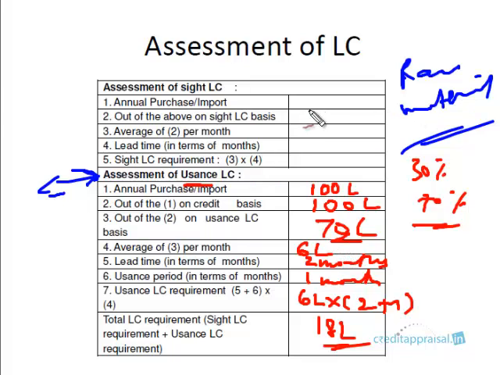If it's a sight LC limit, the same process applies, except that the difference comes in the usance period. Usance period is applicable only for usance LC, so here there won't be usance. Let us assume this is 50 lakhs; the average is some 4 lakhs. Lead time, let us say again 1 month, but there won't be any usance. So 4 lakhs into 1 is 4 lakhs. So the total is 22, like that. This is how it is fixed. The calculation is pretty simple, and most of the banks have Excel based templates to just feed in the figures, and it automatically gets populated.